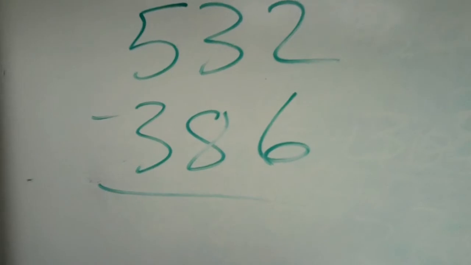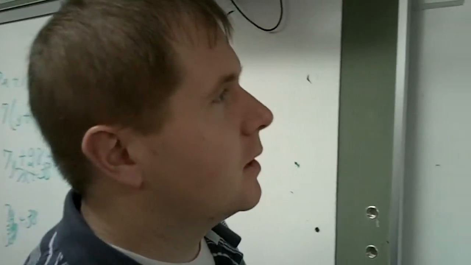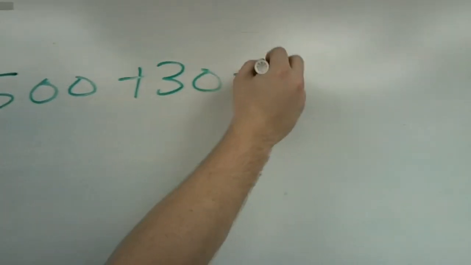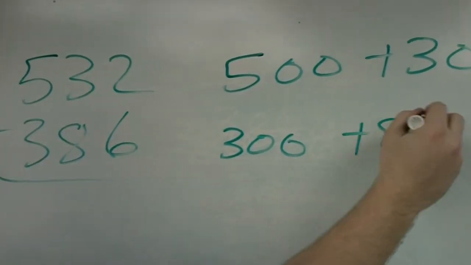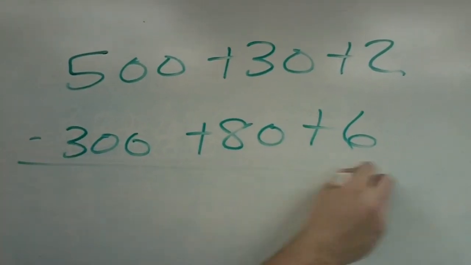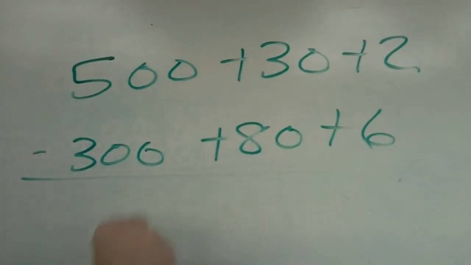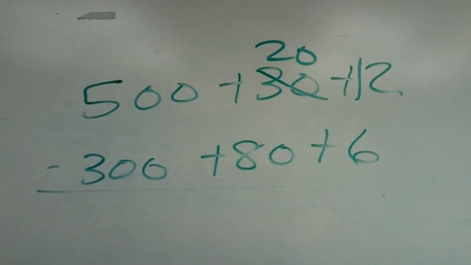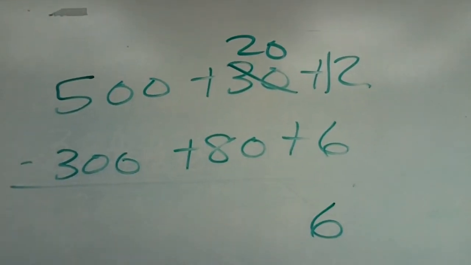Alright, so you should be done with this at this point. Your teacher should have checked to make sure everybody's finished. So we're going to just go through it with you, make sure that you've done it correctly. So we're going to write this out in expanded form, 500 plus 30 plus 2. The other number is 300 plus 80 plus 6. So we're going to start over here in our ones column. I cannot do 2 minus 6, so I'm going to go to the tens and borrow 10 and put that 10 in my ones column, so it becomes 12. Now I can perform the subtraction of 12 minus 6, and I get 6.